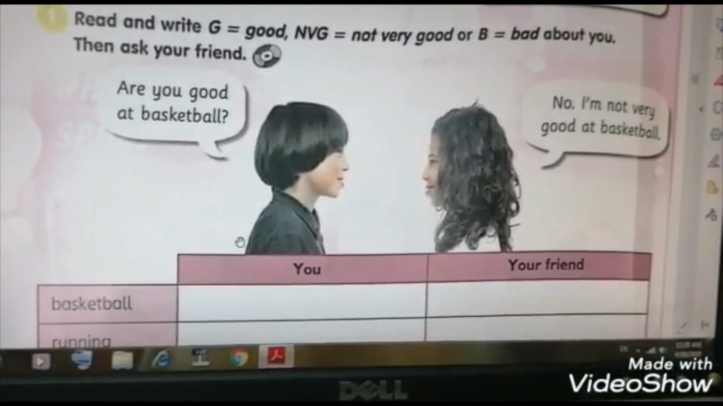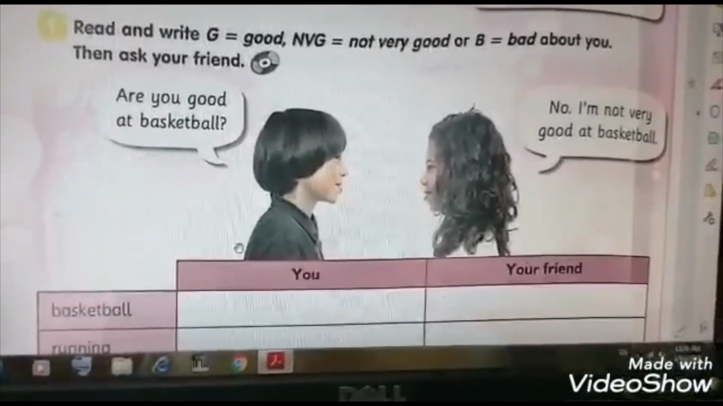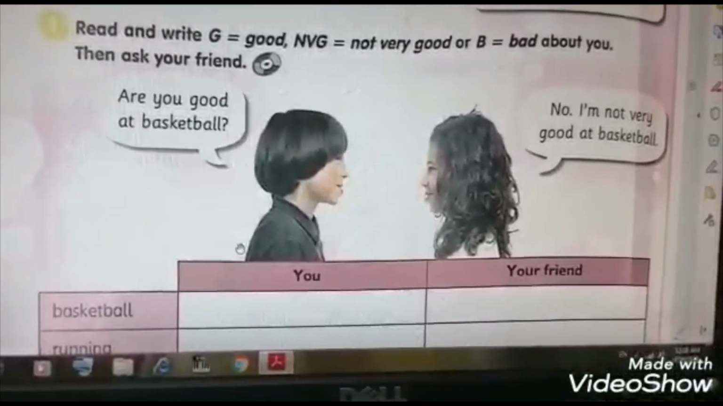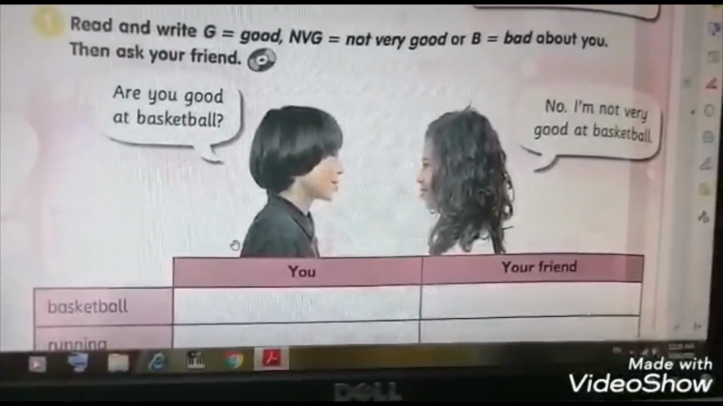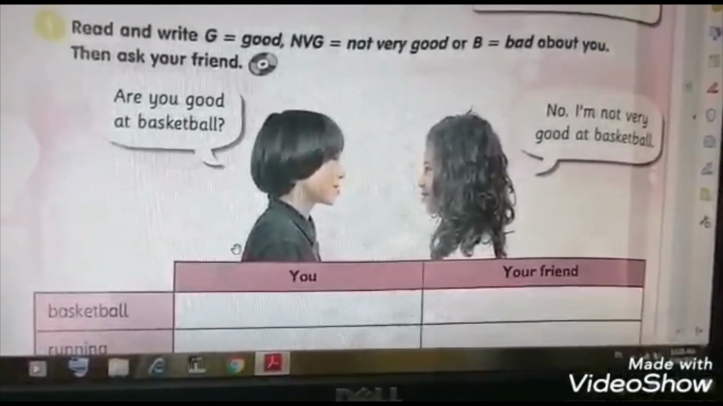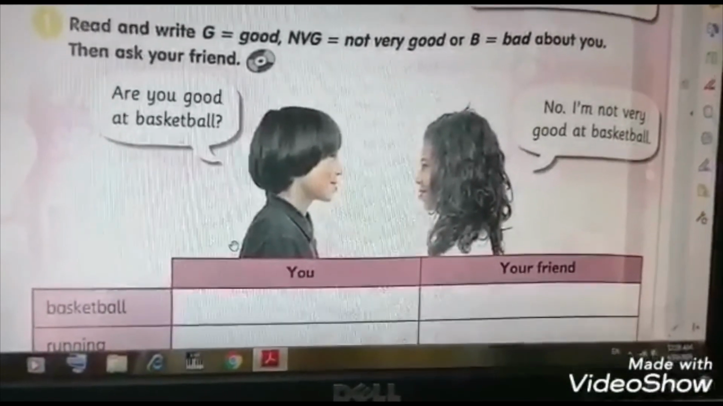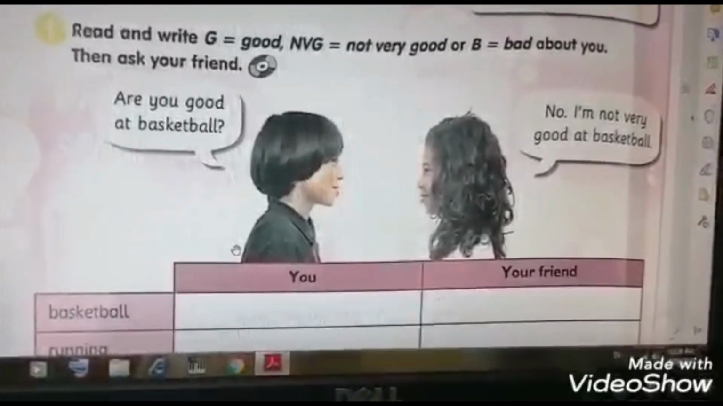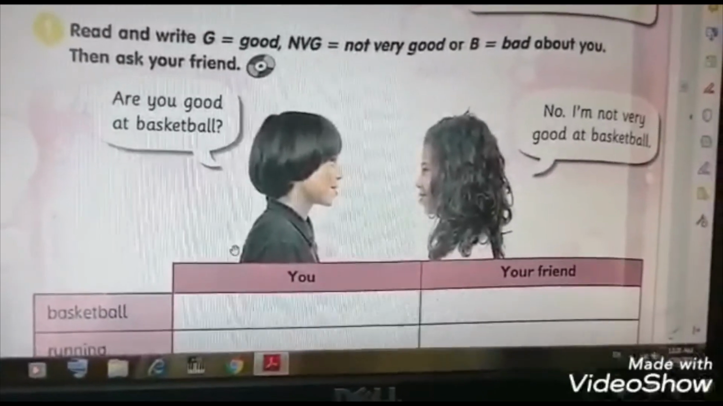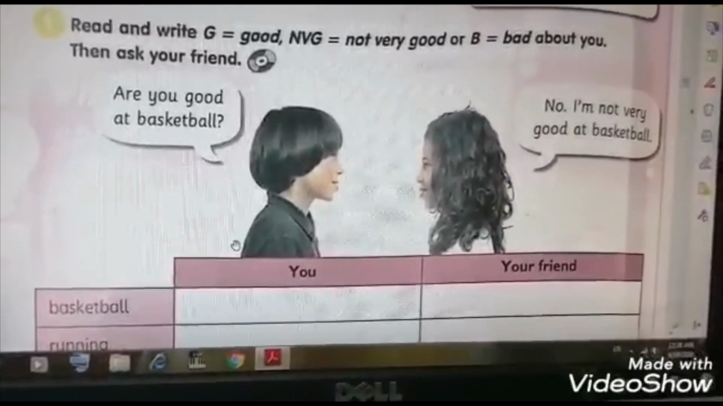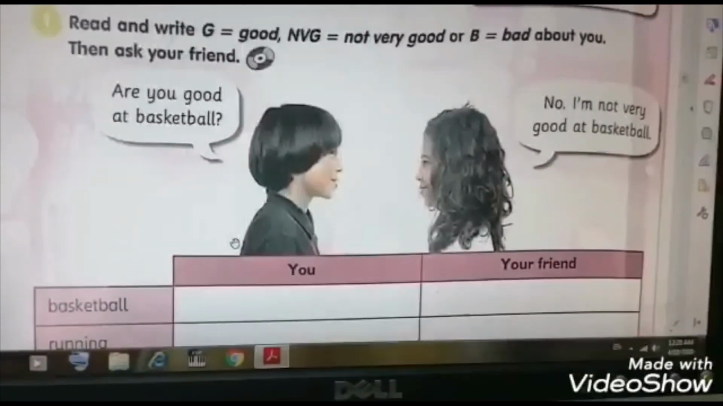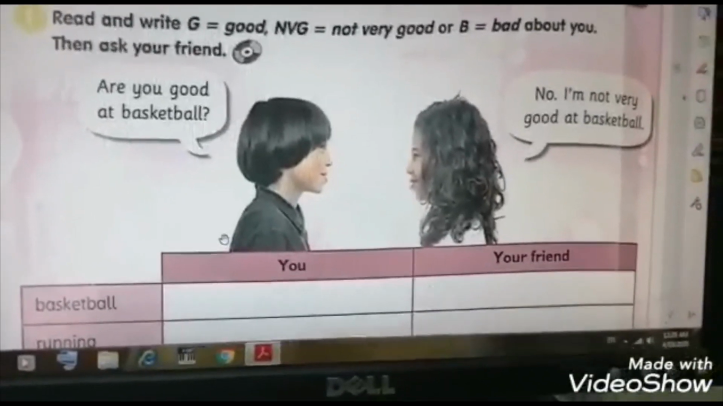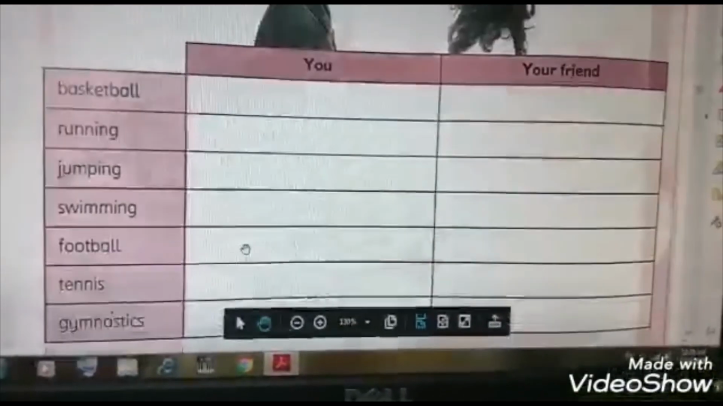So guess what they are talking about? Yes, look at the speech bubbles. Are you good at basketball? No, I'm not very good at basketball. So, well, guess, they are asking and answering questions about the sports they are good at, bad at, and not very good at. So look at the table below.